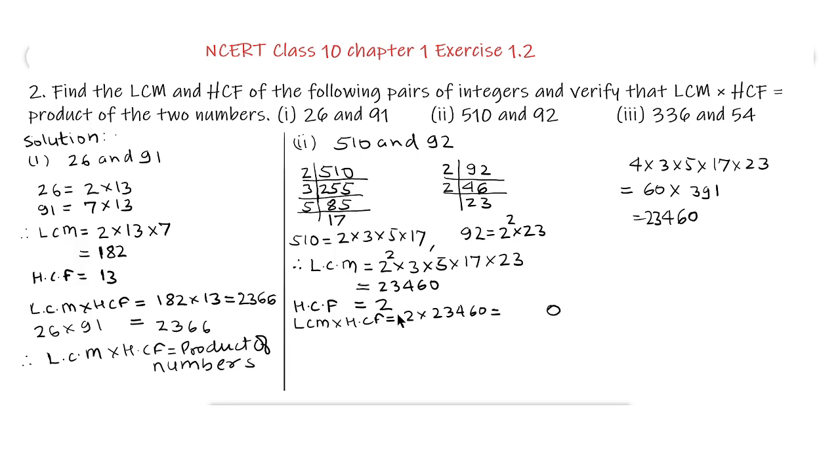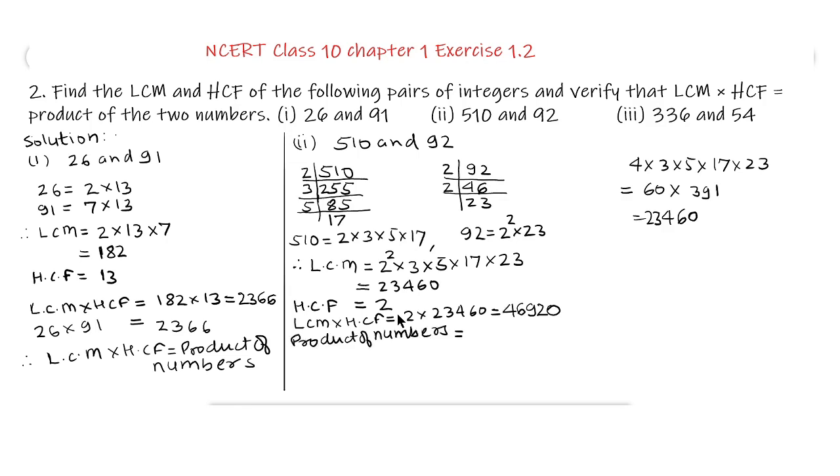2 times 0 is 0. 2 times 6 is 12. We carry 1. 2 times 4 is 8 plus 1 is 9. 2 times 3 is 6. And 2 times 2 is 4.